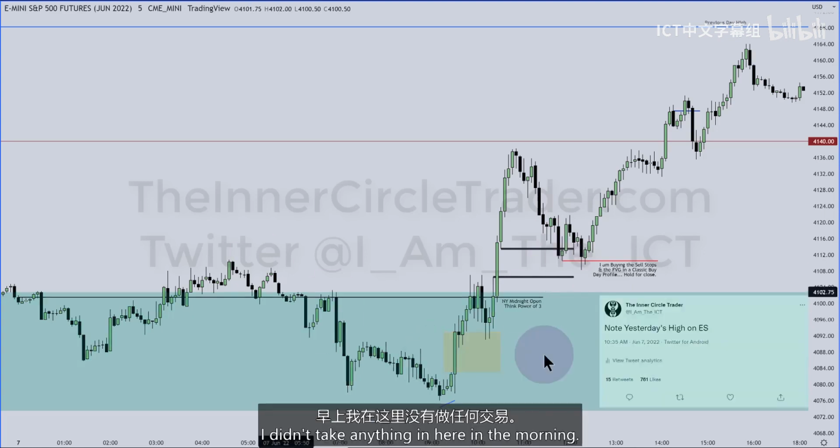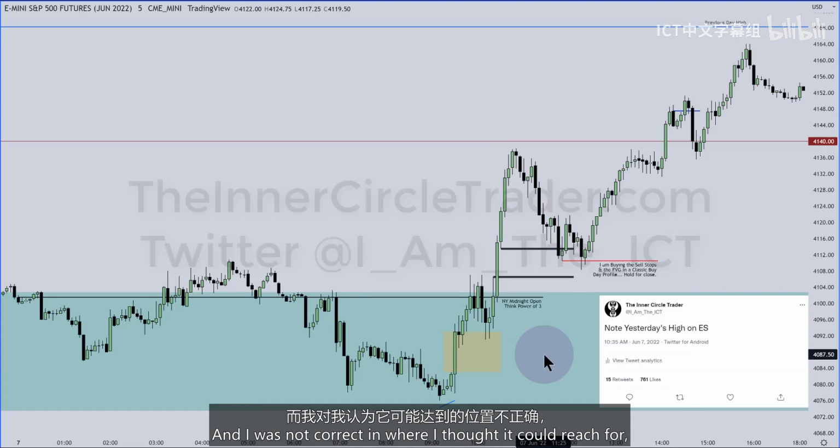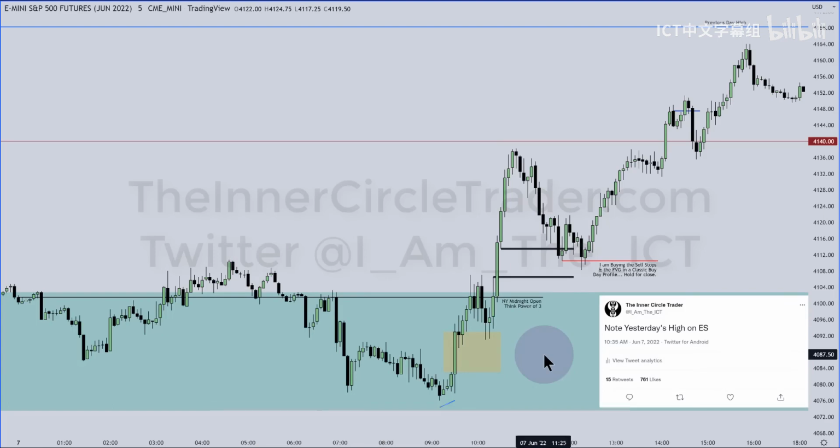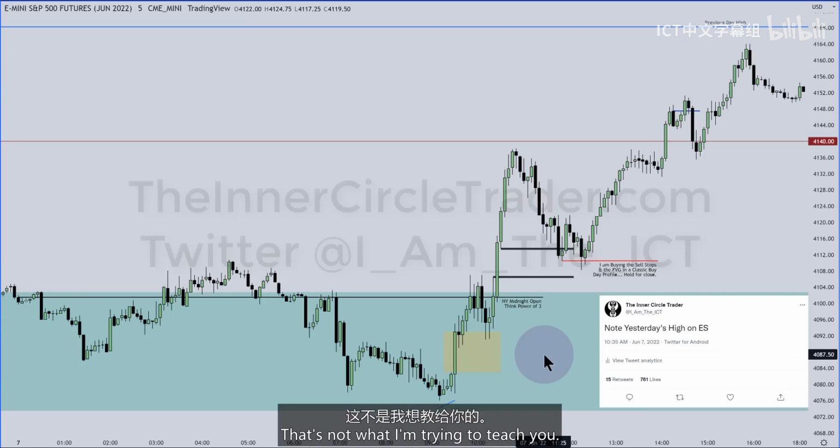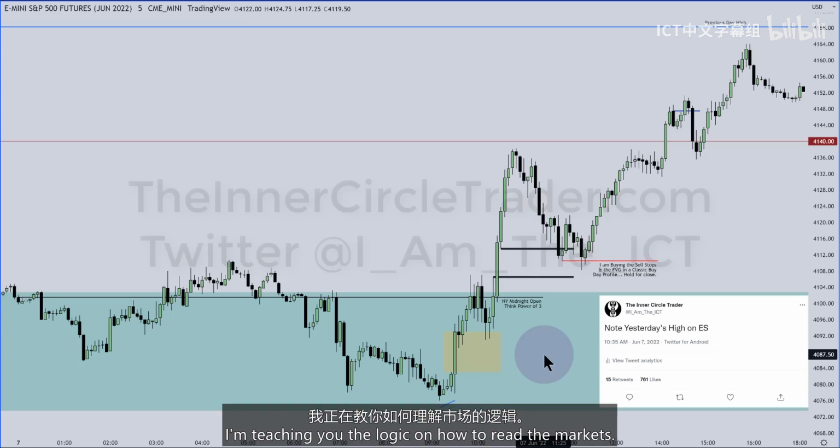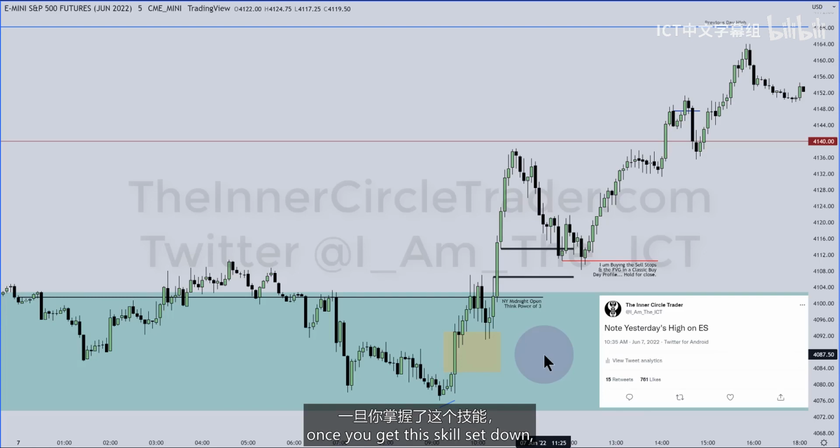I didn't take anything in here in the morning. And I was not correct in where I thought it could reach for, which is 40.70. If it would have went to 40.70, you know what I would have done? Said, there's your 40.70. And you would have asked, did you take a trade? Or the cynics would have said, but you didn't take a trade. That's not what I'm trying to teach you. I'm not trying to teach you entries. I'm teaching you the logic on how to read the markets that way. Once you get this skill set down, the entries are the easiest thing to do.